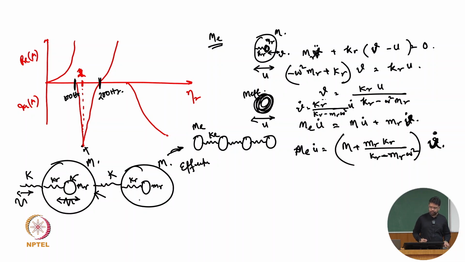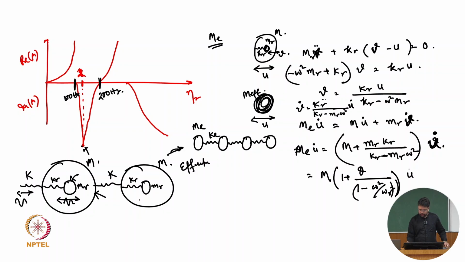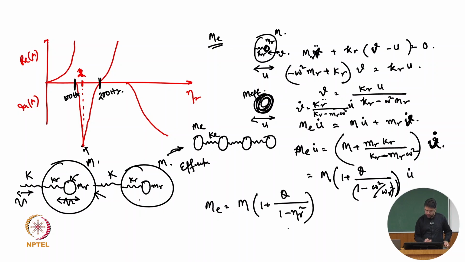Agreed? What can I do? I can take the M common, so it will become 1 plus theta. I'm just dividing by the kr. So what will be my M effective? M effective will be M into (1 plus theta divided by 1 minus eta r square). So that becomes my effective mass.